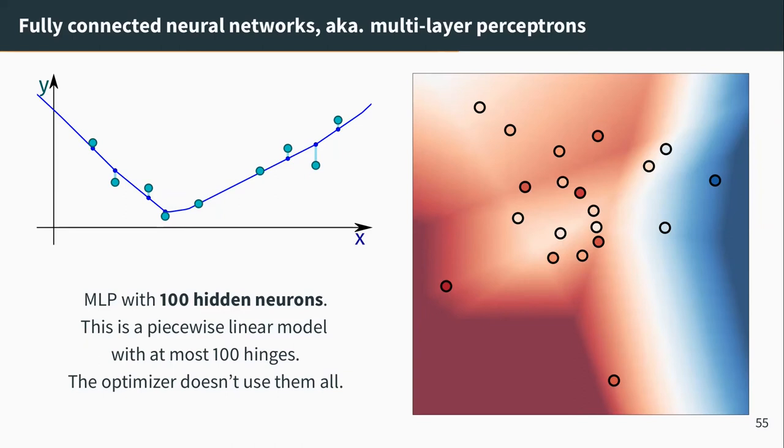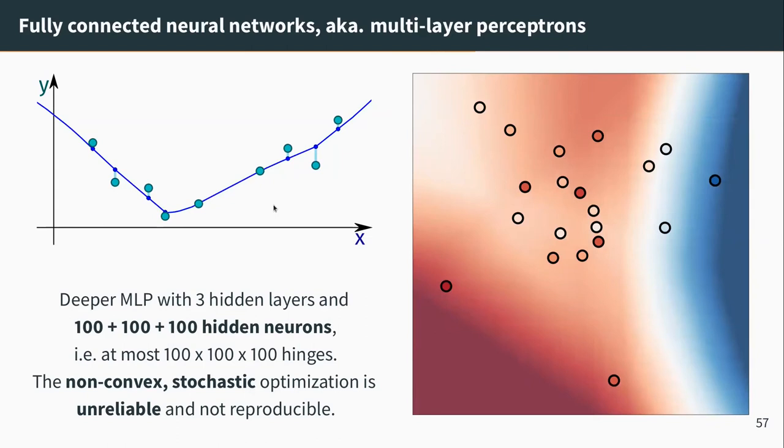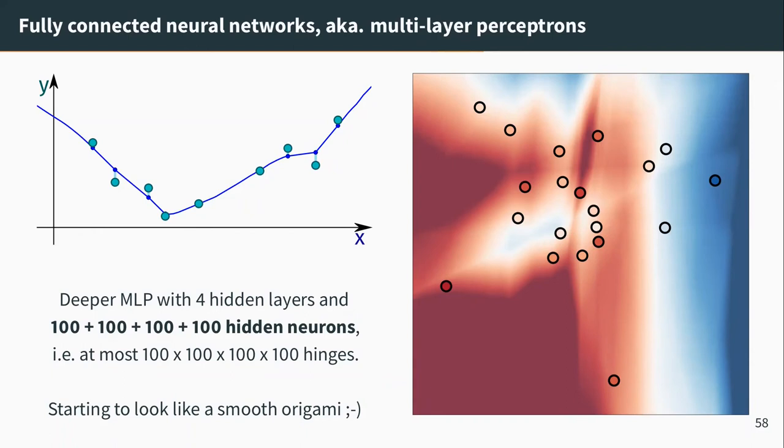So here it's a deeper multi-layer perceptron with two hidden layers, two layers of 100 hidden neurons, so at most something like 10,000 hinges. And you see that here we got this picture. Hard to interpret. Here it doesn't look great. Here it looks fine. Even deeper. Okay, surprisingly, it became smoother. And now even deeper, now it's super non-smooth. So it looks like a smooth origami. Something strange, but okay, this is neural networks for you.